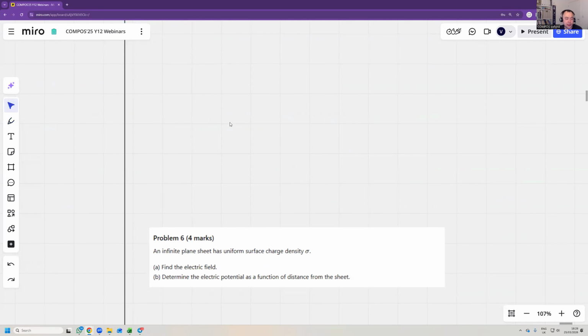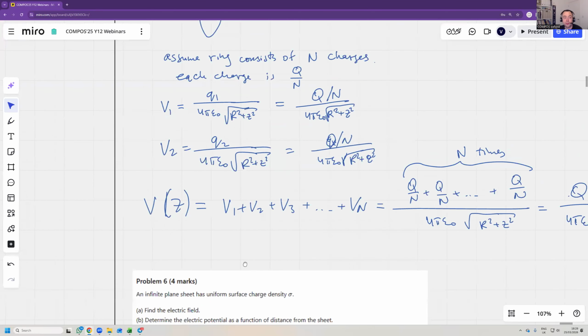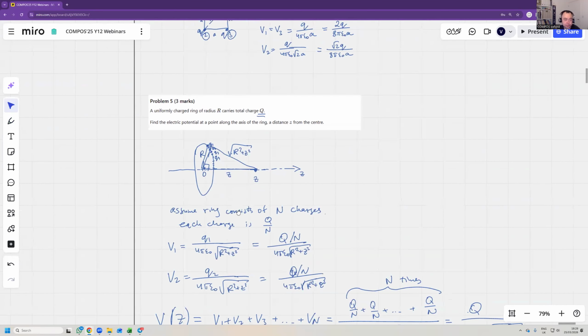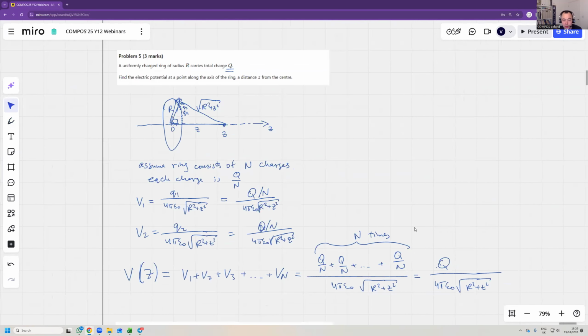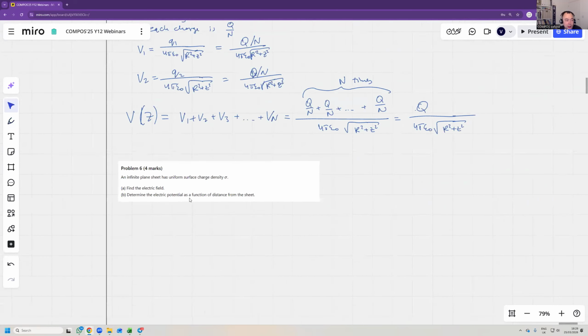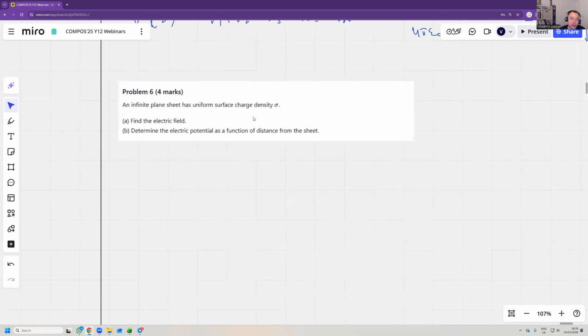So this is the potential along the axis of a uniformly charged ring. If you go further away, obviously this distance increases. Next: an infinite plane sheet has uniform surface charge density sigma. Find the electric field. Well, we've already done this question last session.